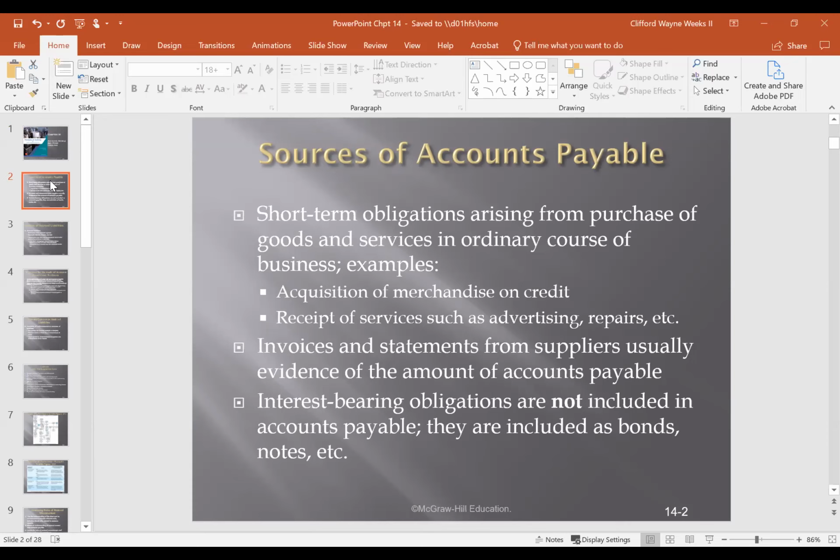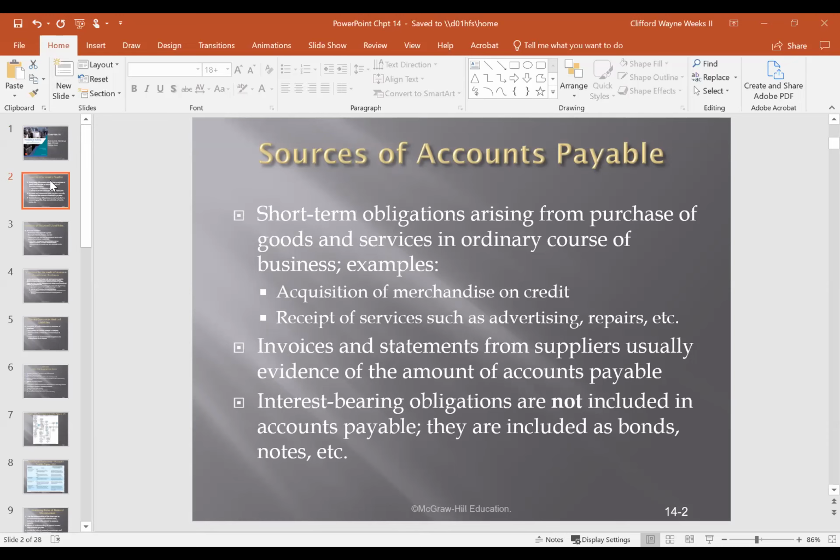So invoices and statements from suppliers are the evidence. It's usually not a written document as far as I owe you this. Interest-bearing obligations are not included in accounts payable. They are included as bonds or notes.